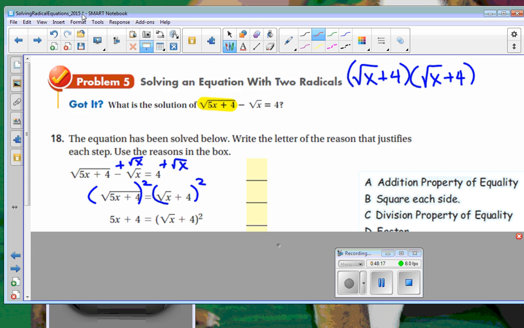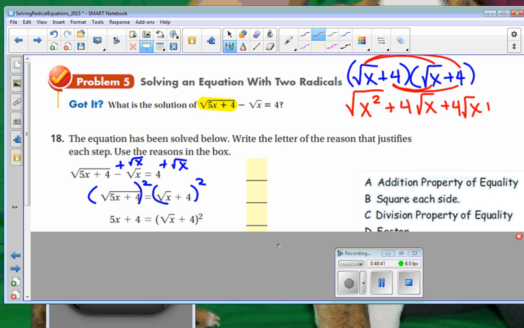I got to FOIL it. Good. Square root of x times the square root of x. Square root of x squared, which is just x. I'll just write it down. Square root of x squared. We'll go ahead and simplify it in a minute. What's a square root of x times 4? 4 square roots of x plus another 4 square roots of x plus 16. Whew. Now this is new. You've never seen this before. Trust me.